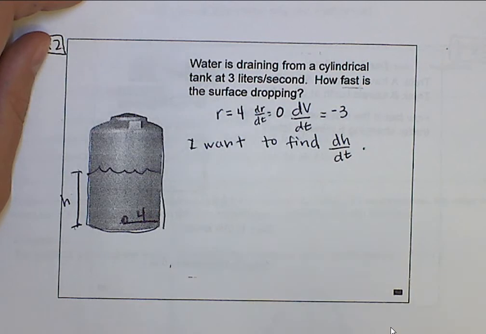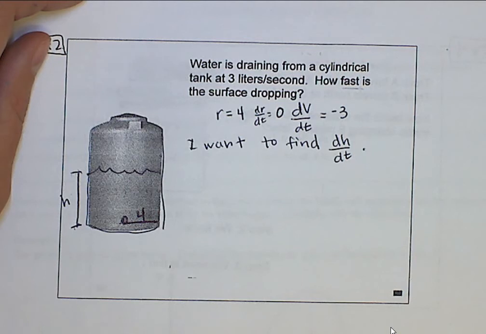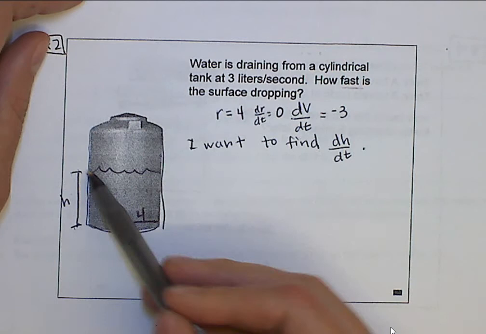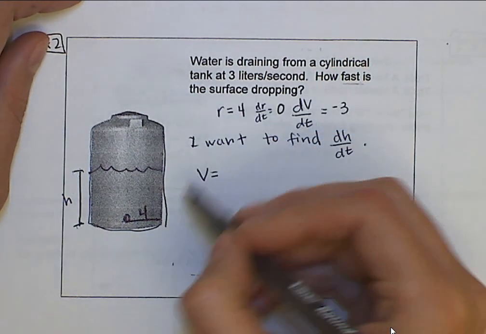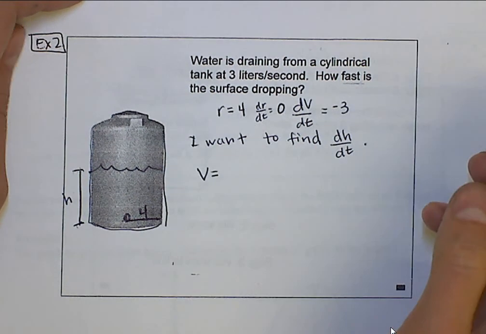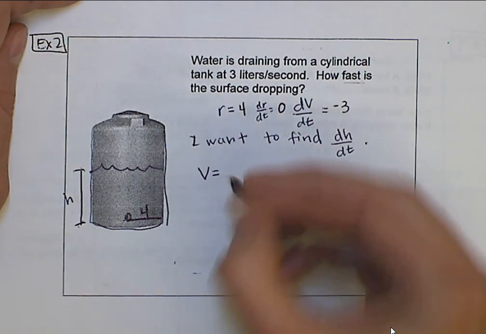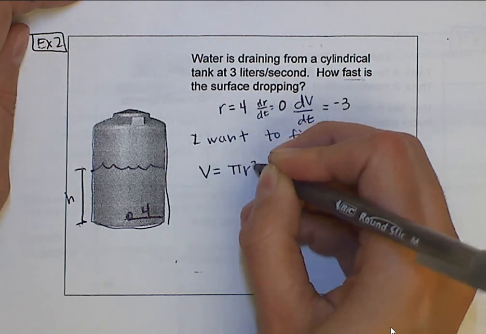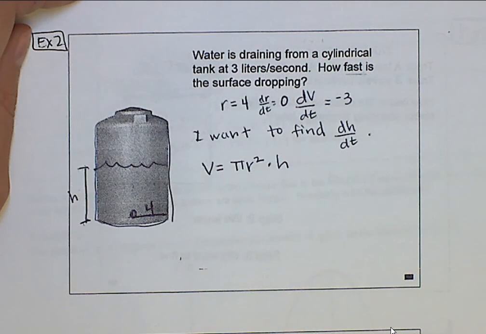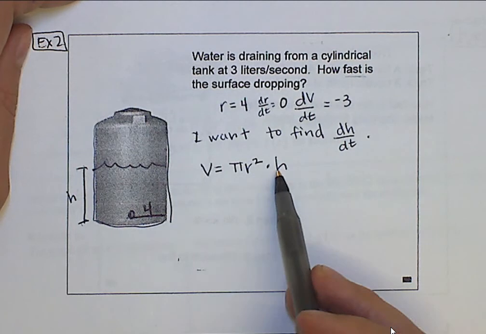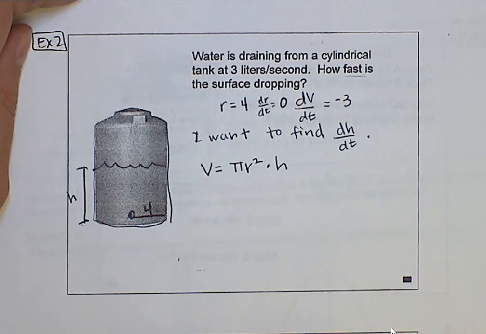So now we are going to write an equation to relate the variables. In this case, we can relate the variables using the volume of a cylinder, and that will include the radius and my height. The volume of a cylinder is the area of a circle, so this is pi r squared, times the height. So I've related both of my variables here. Now I can take the derivative.